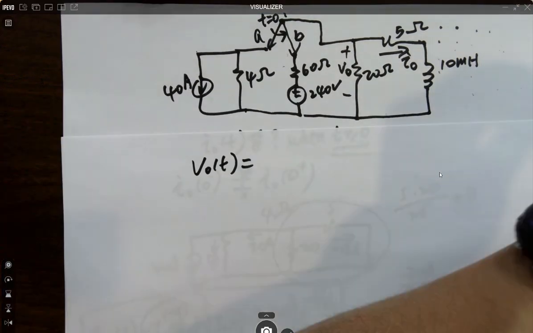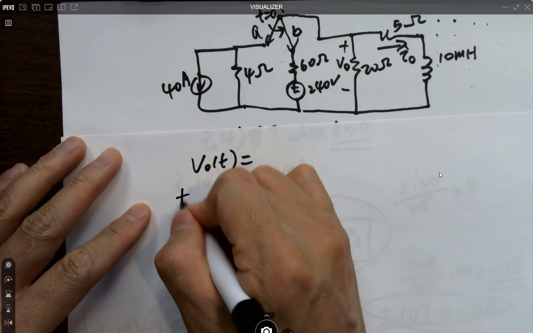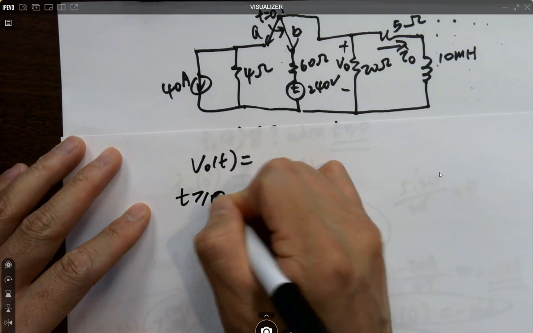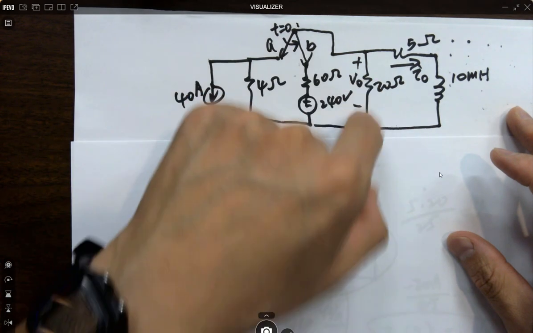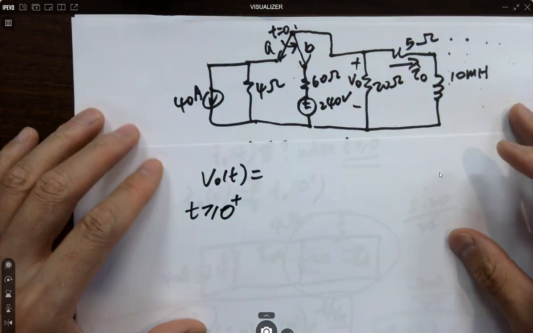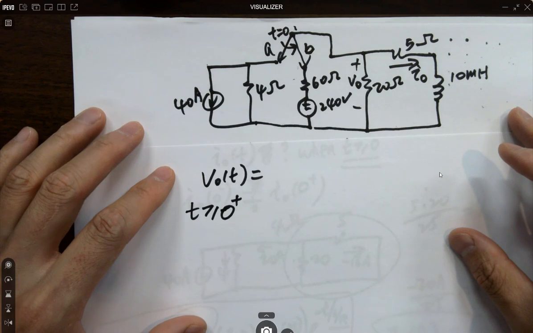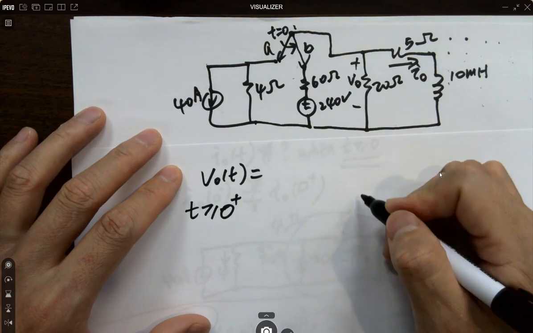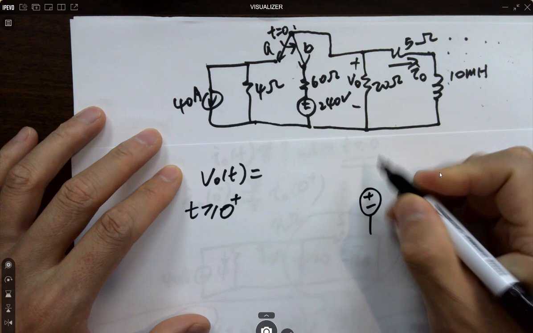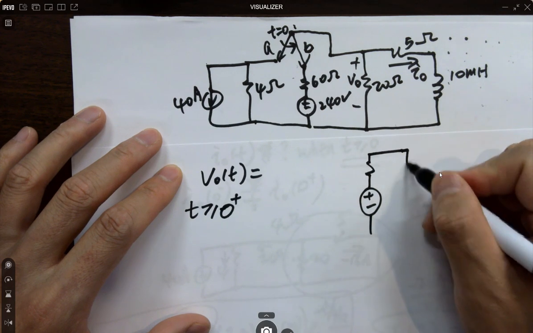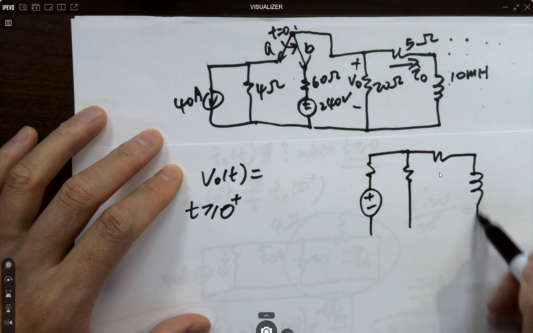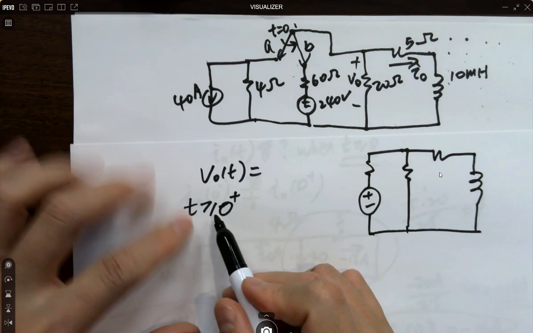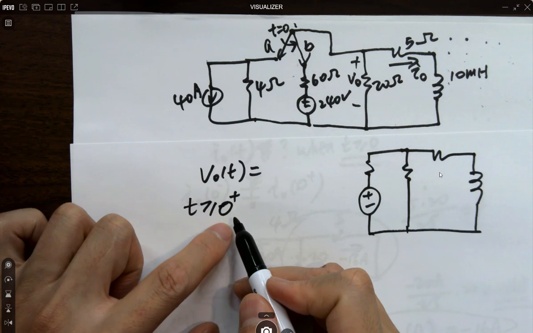V0(t) when t is 0 plus, okay? So after the switch to here, what is V0 here? So it's a voltage divider, yeah. You cannot ignore this guy because it's not 0 or infinity, just right after this, right? It's still changing.